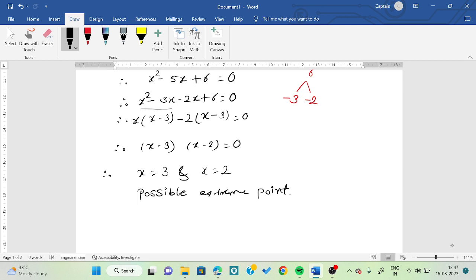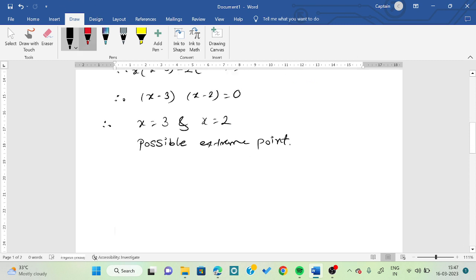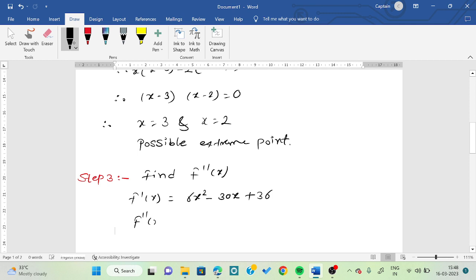For checking it, let's go with step number 3. We are done with only two steps right now. For step number 3, what we have to do is again find f double dash of x. As we already learned in the last lecture, f double dash of x means we need to find the derivative. For that, f dash of x is nothing but 6x square minus 30x plus 36. And now I need to find f double dash of x.